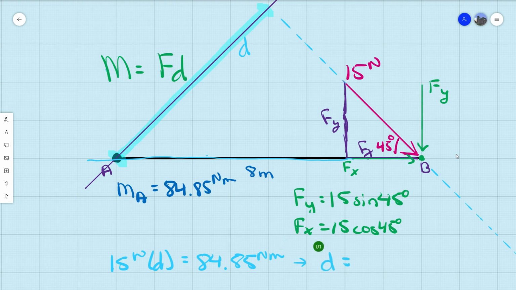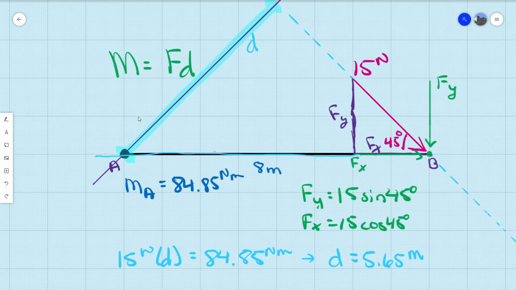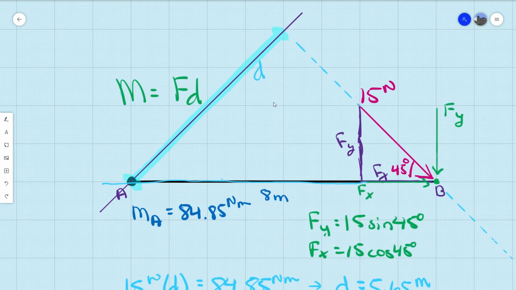And we can do some quick algebra here. Figure out that that distance is 5.65 meters. So if we were to solve this using 15 newtons and this distance, we would end up with the same moment, and that's how we know that it's correct.